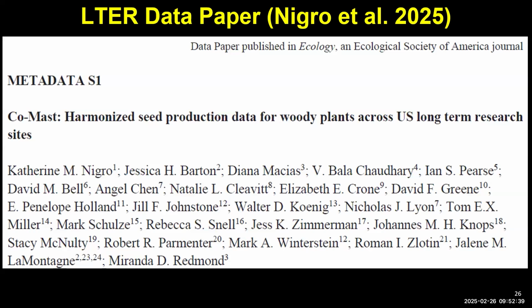And along with this, we published an LTER data paper that came out in Ecology in January, CoMast, so community masting, and this is the harmonized seed production data. It includes everything that's in the paper that I talked about, and it includes some other sites and some species that didn't fit into the requirements. I think there are about 140 species in this data set, and it's available for people to use.